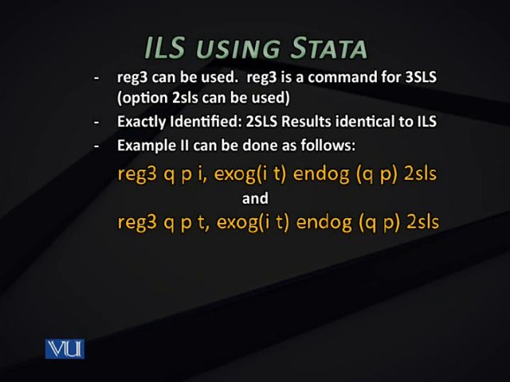So when we have exactly identified equations and we want to apply 2SLS, knowing the fact that it will provide the same estimates as ILS, we use the command reg3. Now look at the syntax of the command. So reg3 QPI is the first equation. Remember that the first demand equation shows the quantity demanded as a function of price and income.